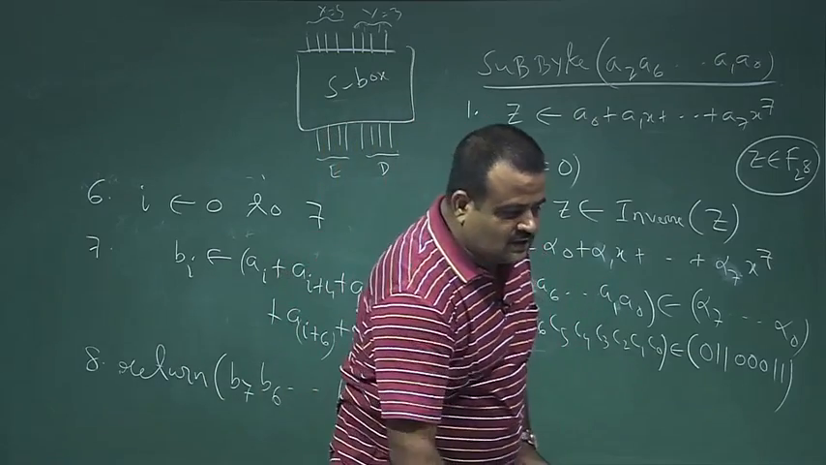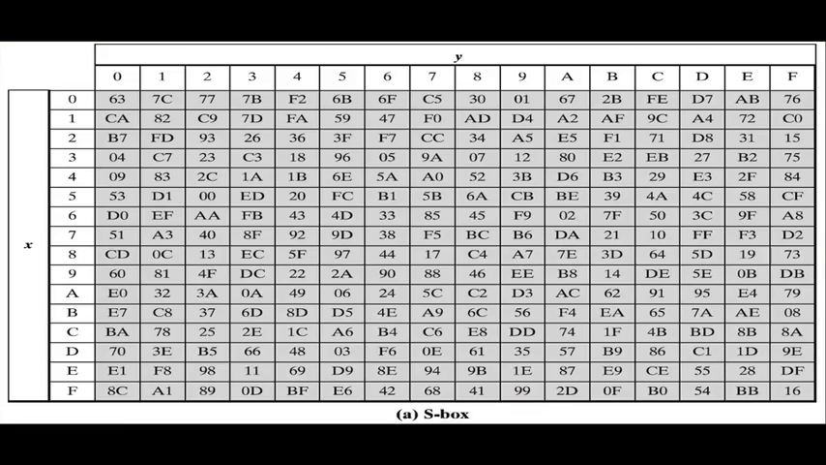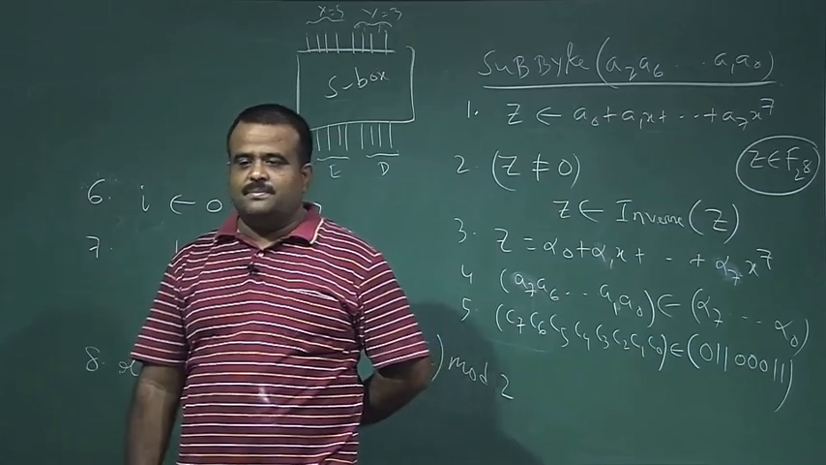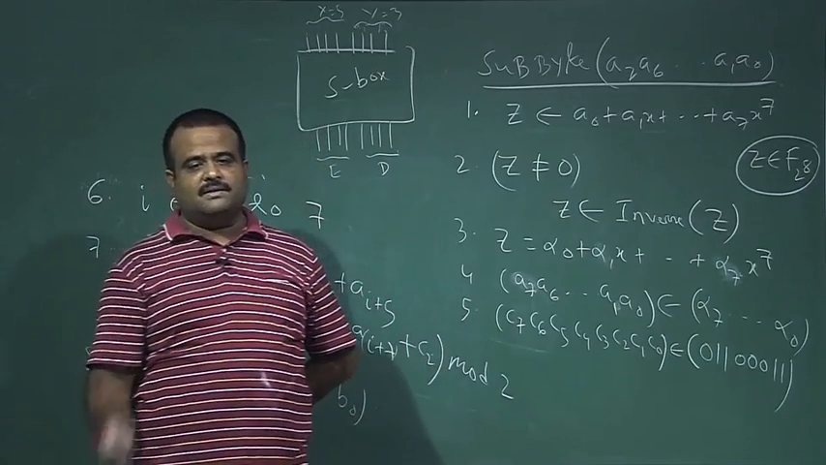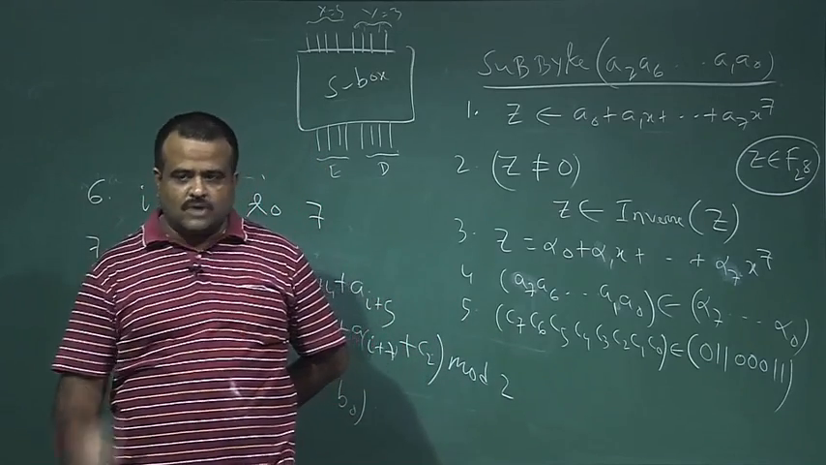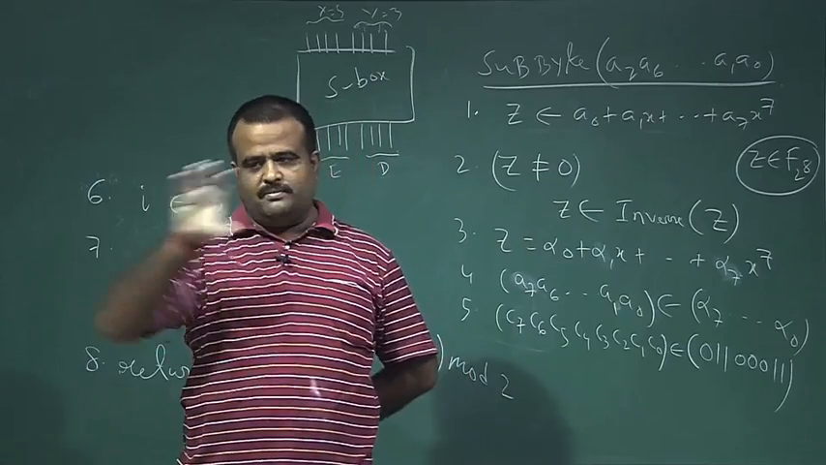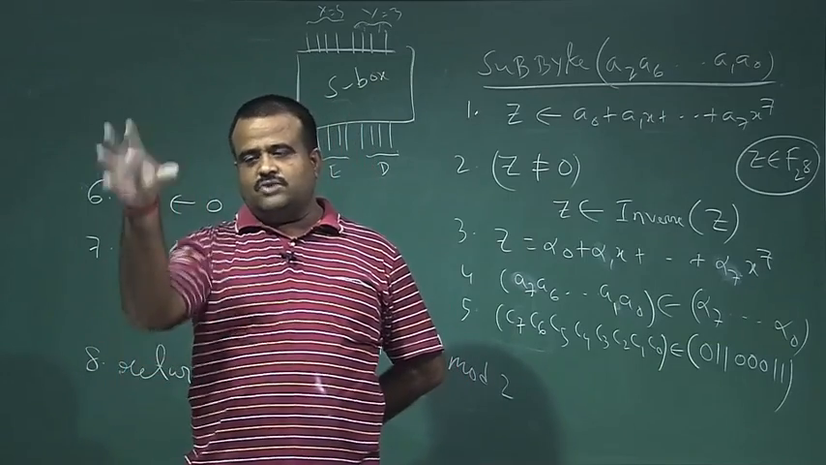Okay, so we can verify this from the table. If the input is x = 5 and y = 3, then we can check that the output is ED. So this is the table, but the AES S-box is not just a table lookup. We have a proper mathematical algebraic construction for finding the value of the AES S-box. After getting the value, we can store it in the table so that we can just do a table lookup.